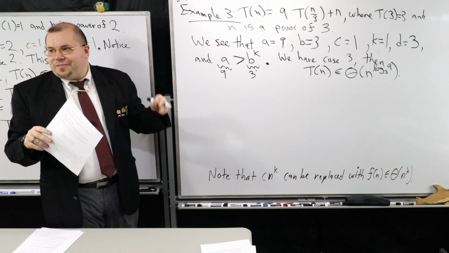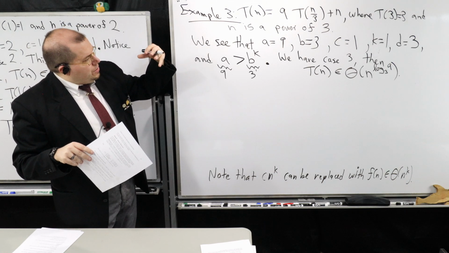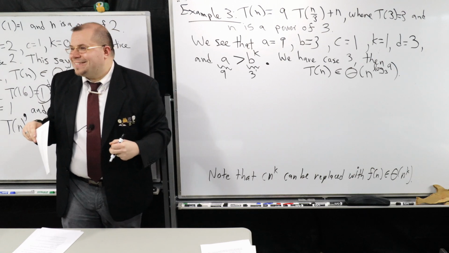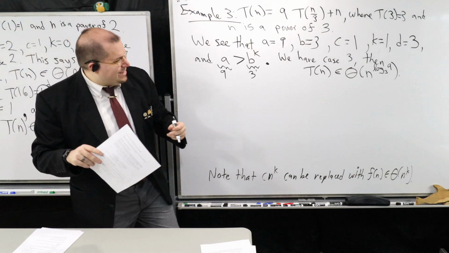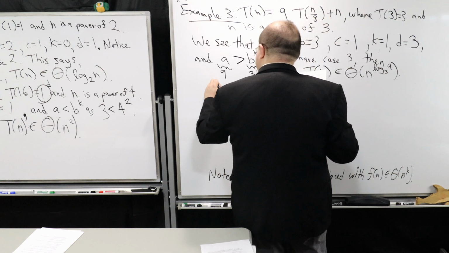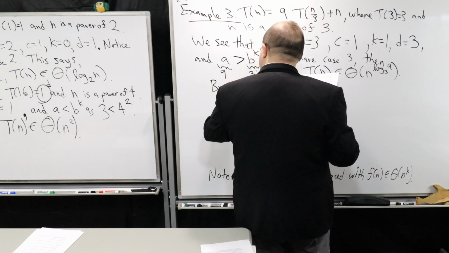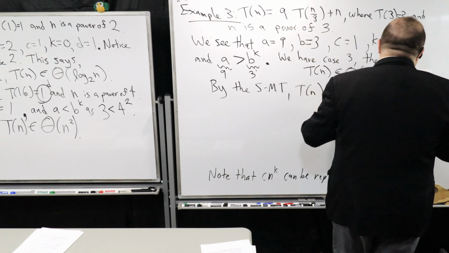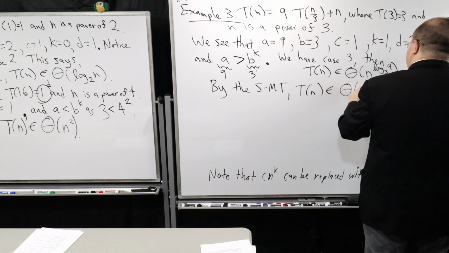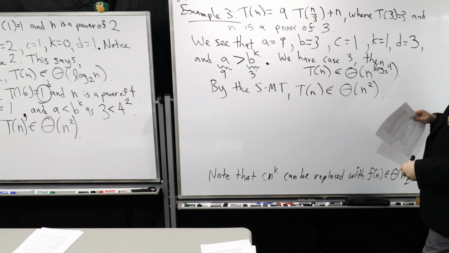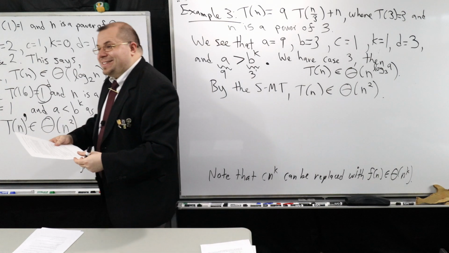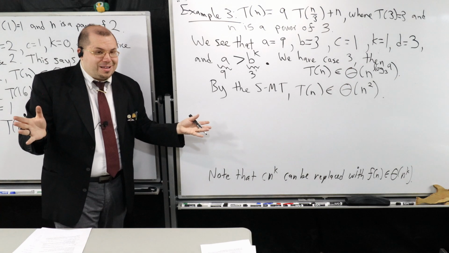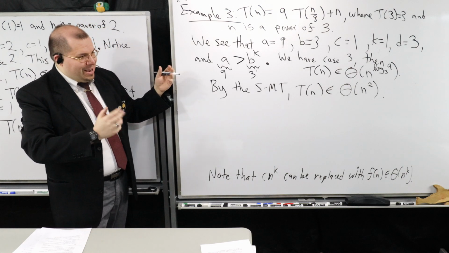So think about it from the definition of a logarithm. 3 to the something is equal to 9. What is the something? It's 2. Very nice. So therefore, I'm just going to apply the simple master theorem. So I say by the simple master theorem, T is big theta of n squared. Isn't that nice? It's really nice and simple. Hence why I call it the simple master theorem. It covers a wide class of recurrence relations, and it's very simple to apply.